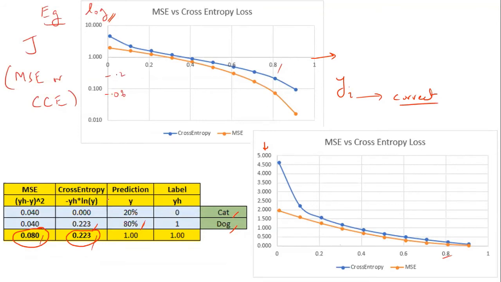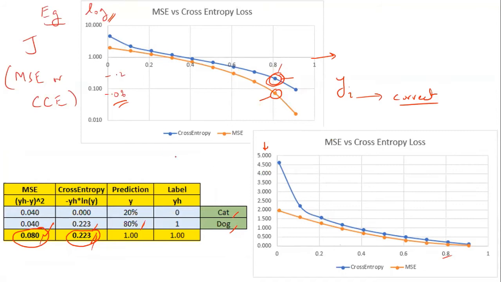Okay. So in this particular case where yi was 0.8, what did we see? We saw that the mean squared error was over here, which was about 0.08. Okay, this particular value. And the cross entropy was a little higher, was 0.223. Okay, so you see these 2 points. You see that the mean squared error is giving you a lower value, and the cross entropy is giving you a higher value.